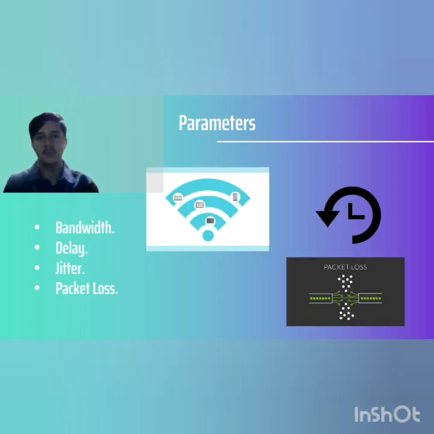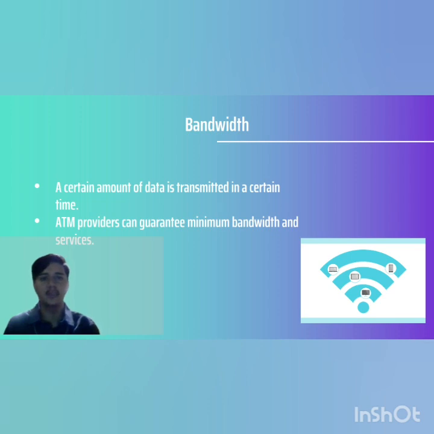The first parameter is bandwidth. It's a certain amount of data that is transmitted in a certain time. It's achieved by means of packet header identifiers and it's used to give priority to the traffic of a certain type of file, for example, video, sound, and voice.